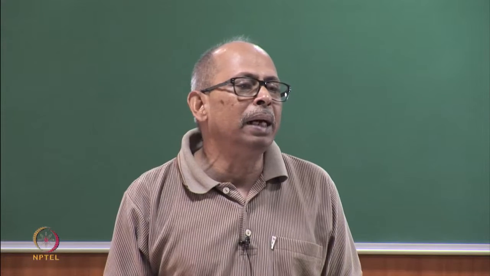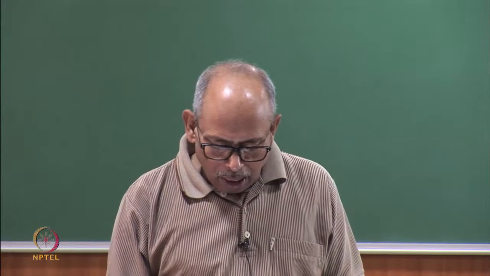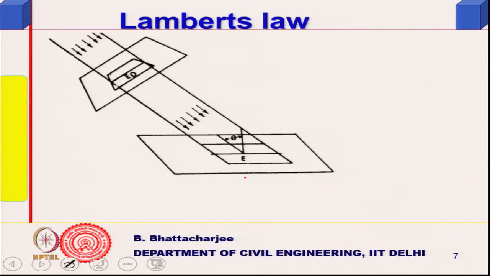So, that is how one can relate illumination with intensity, right. Or you can write in terms of I cos cube theta by h square, etc., all kinds of permutation and combination you can do, because cos theta is nothing but h by r. So, you can change this I h by r cube, make it h cube, or cos cube, actually you have to divide then by h square. So, that is how it is.